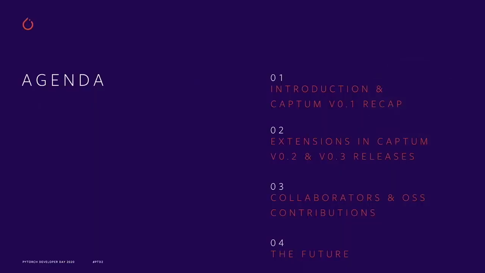This talk is structured as follows. I'll start with a brief introduction of model interpretability and recap the Captum library that we introduced during the previous PyTorch Developer Conference. Then I'll talk about the extensions of the library that we made during the recent 2 releases. After that, I'll walk you through the collaborations and external contributors and the future directions that we are taking for the library.